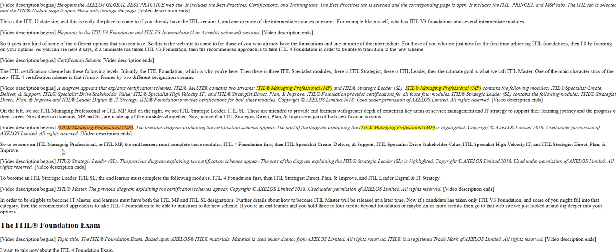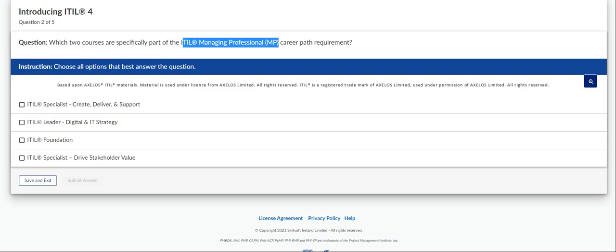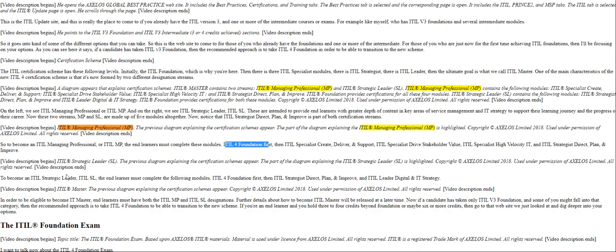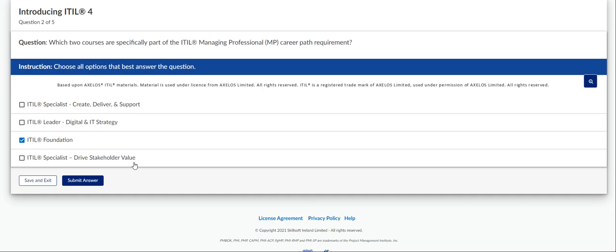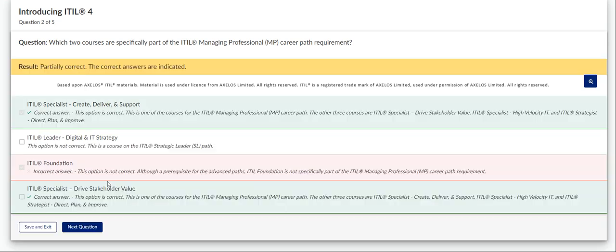So to become a managing professional, or ITIL MP, ITIL Foundation 4, and then, hold on, ITIL Specialist Create, Deliver, and Support. Okay, let's submit it. Let's see how it goes. Okay, the correct answer is ITIL Specialist Create, Deliver, and Support, and then ITIL Specialist Drive Stakeholder Value.